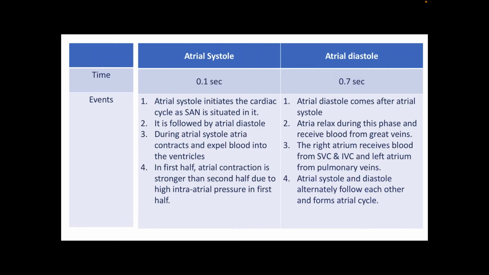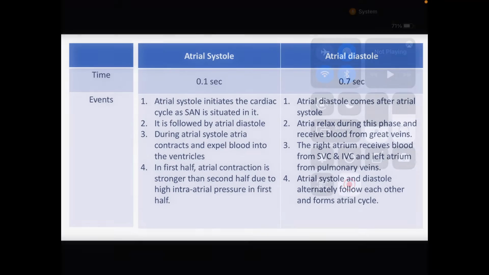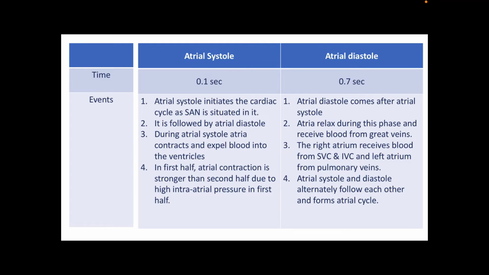Okay, so the first one, the atrial events. Now let's see the atrial events. So the first one is atrial systole, second one is atrial diastole. Duration of the atrial systole is 0.1 second and duration of the atrial diastole is 0.7 seconds. Now this atrial systole, this is the first phase of cardiac cycle. So cardiac cycle starts with the atrial systole.